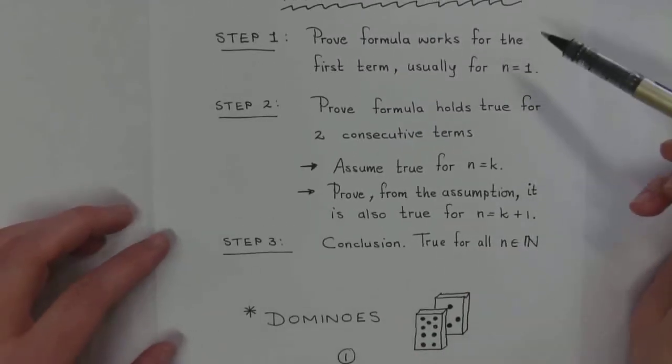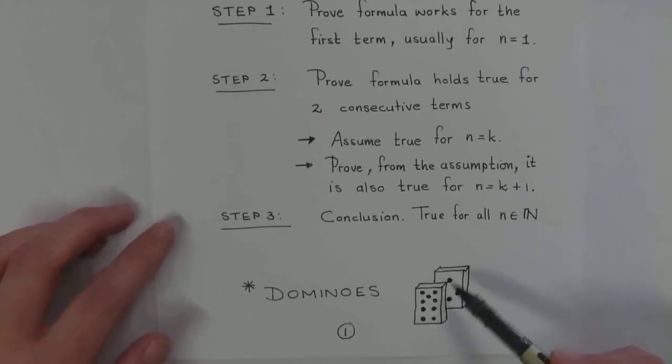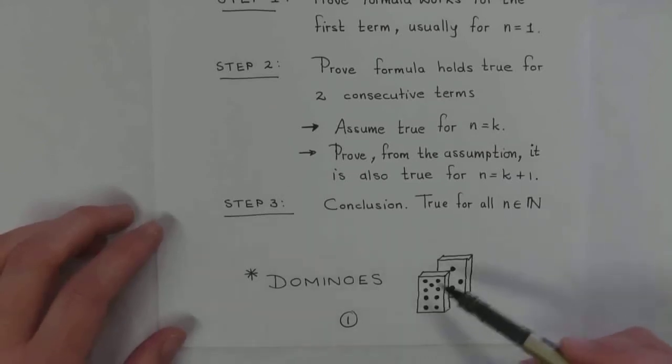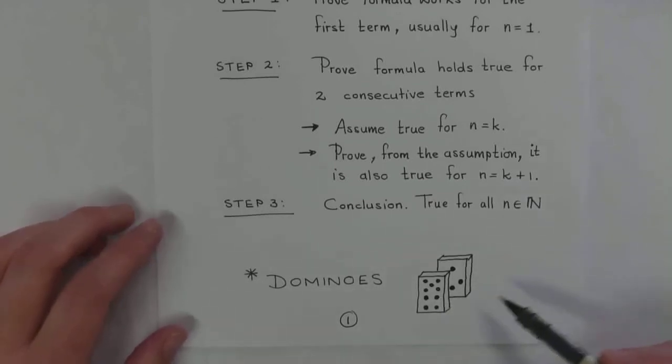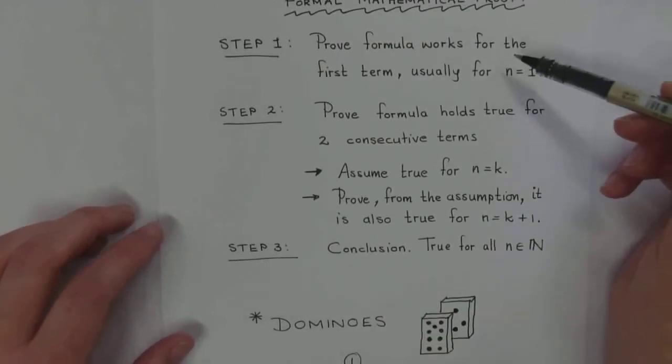So that first step says, prove the formula works for the first term, usually for n equal to 1. And using that idea of dominoes, if I want to get these dominoes to fall over, I have to push over the first domino. So that means if I can push over the first domino, we have at least the opportunity of this chain reaction taking place. But if I can't even push over the first domino, then it's not going to knock over any of the other dominoes. So logically speaking, it won't work. So that's why first we have to show that it will work for the first term.